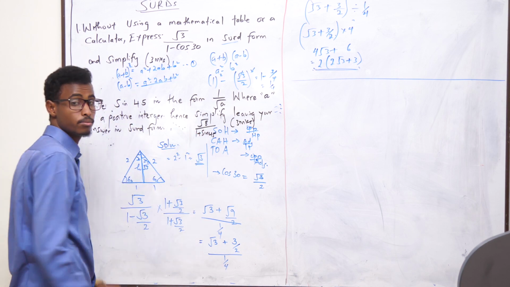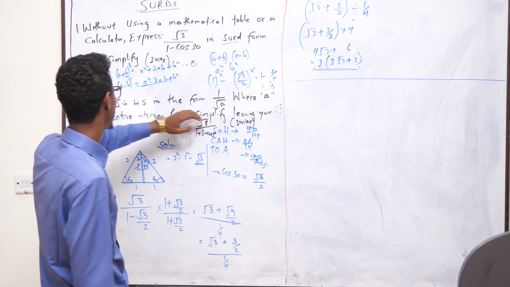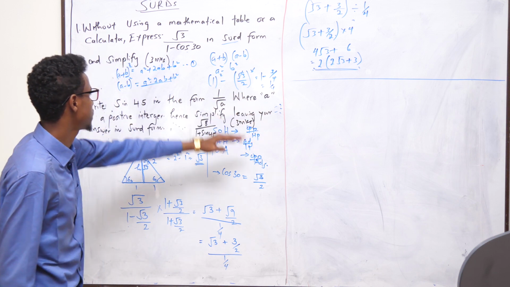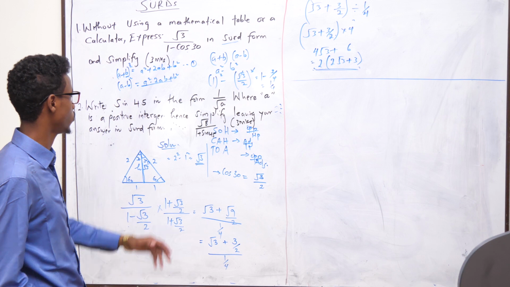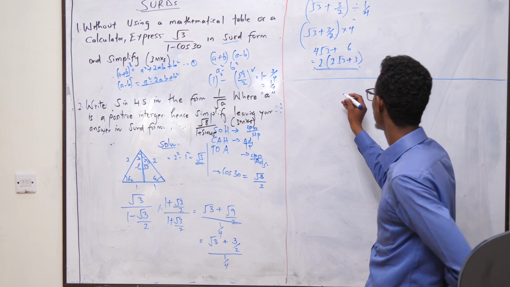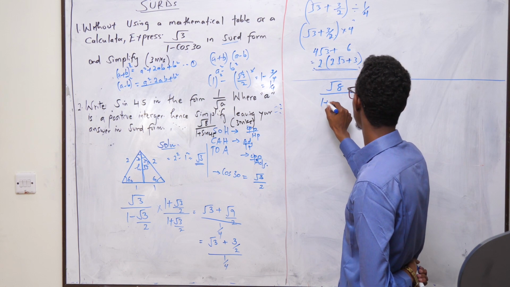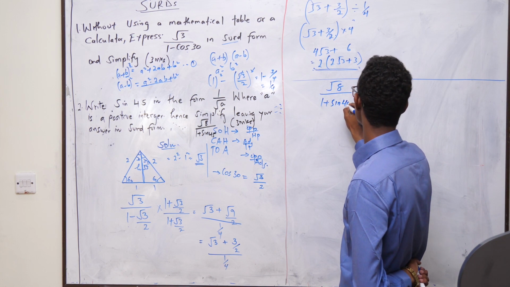Now this is the question. I forgot to write it, but I have written it right now. Write sin 45 in the form of a surd, hence simplify, leaving your answer in surd form. Now let's look at this question very quickly. We have root 8 over 1 plus sin 45.